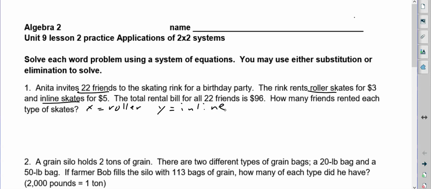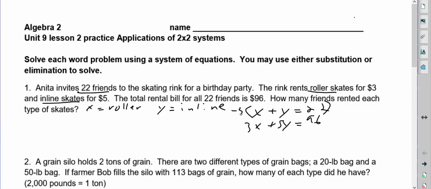So there's 22 friends. So number of people who roller skated plus the number of people who inlined equals 22. The cost is $3 for these and $5 for these, and the total bill was $96. So you have a choice whether you want to do substitution or elimination. Substitution is very easy. You can move X or Y over and get Y equals 22 minus X, or X equals 22 minus Y.